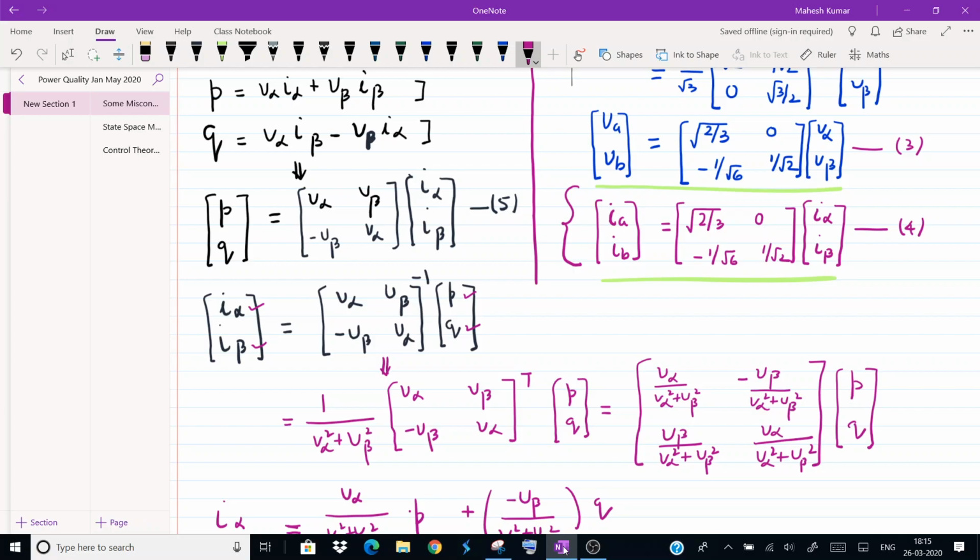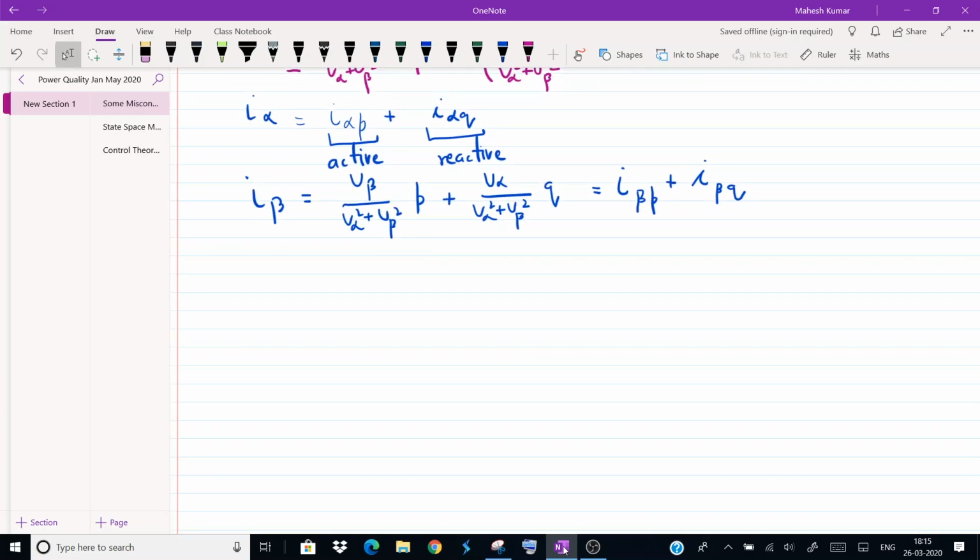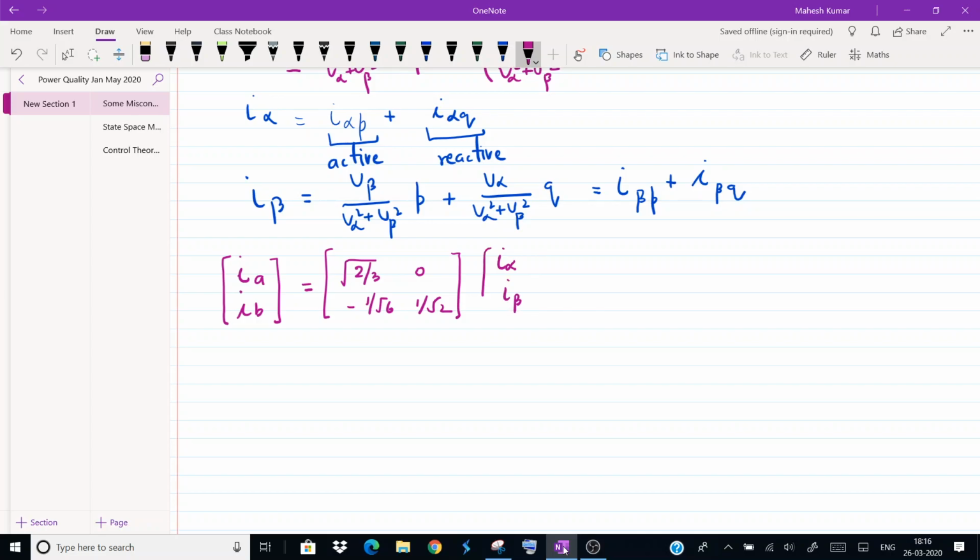So this matrix from equation number 4, which shows that IA, IB equal to, this is 2 by 3, so 2 by 3 into the matrix root 2 by root 0, minus 1 by root 6, and this is 1 by root 2. This into I alpha and I beta. Okay, this is what equation number 4 is.